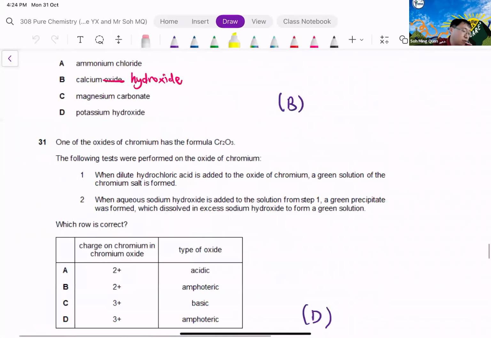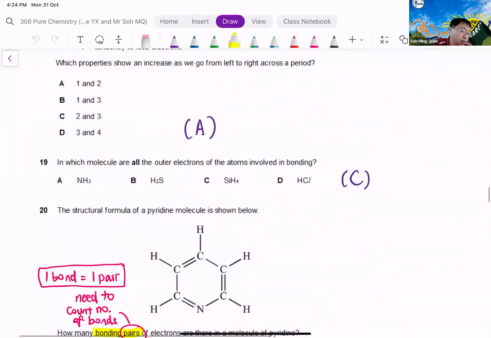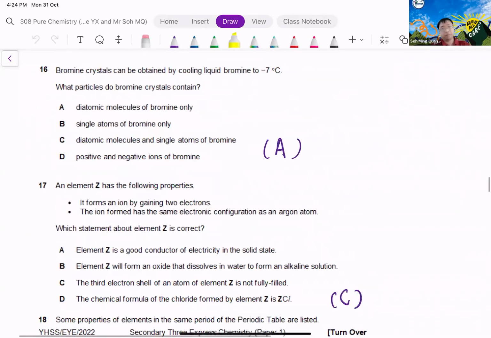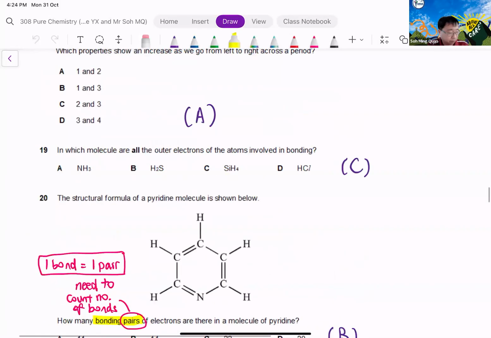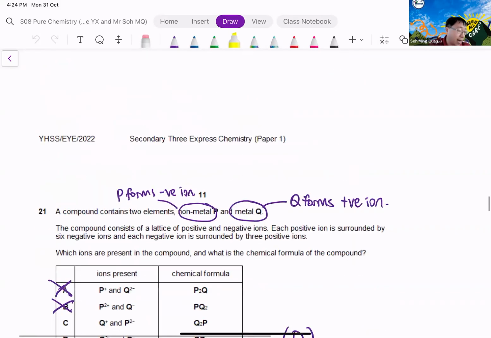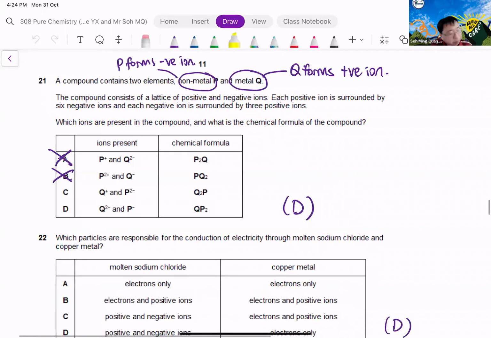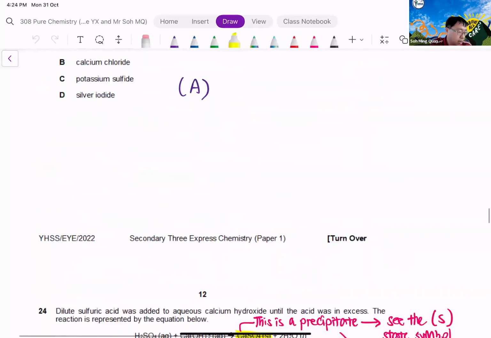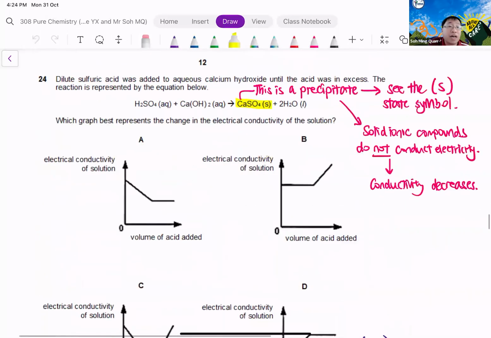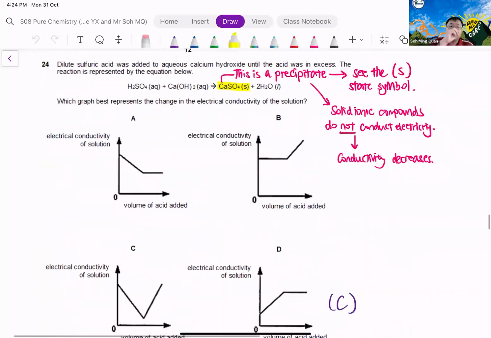Now the worst done questions were all the questions in the middle. Bonding, as well as mole concept. Now, I'm going to just spend a bit of time to go through a few questions. Let's start from question 24, which is what's on my screen.